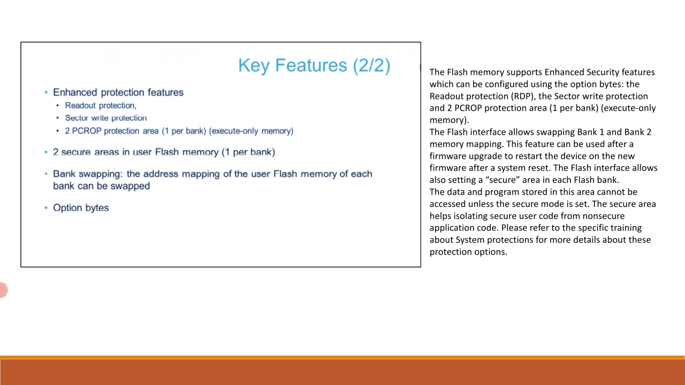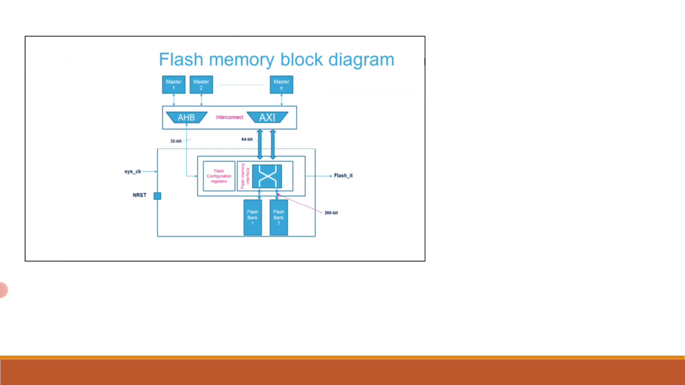Let's quickly move on to the flash memory block diagram. The figure here shows the flash memory high-level block diagram. The flash interface implements a dual AXI bus interface for code or data accesses and an AHB interface to configure the flash memory interface. The AXI interface can request a read or program operation at the same time.